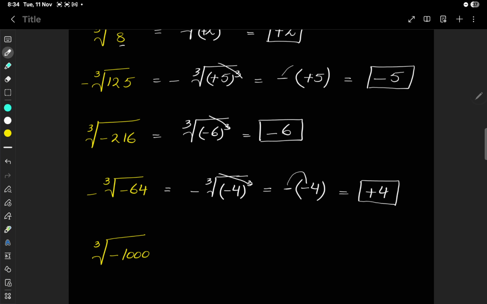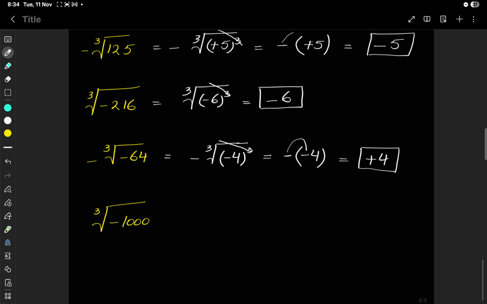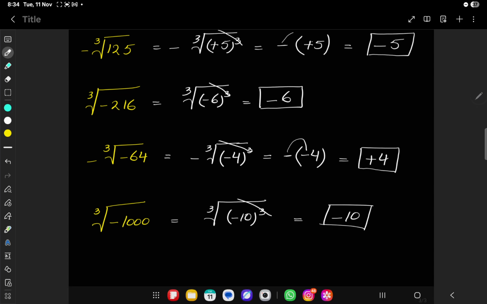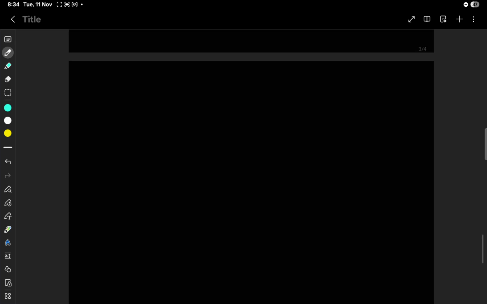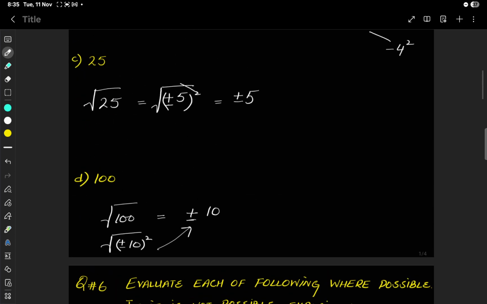These parts are very important from the objective point of view. So you must be careful while you are doing these parts. Now in this case they are asking for the cube root of minus 1000. It is a minus number, so it will be the cube of minus 10. The cube root will remove the cube and we will have minus 10 as the answer. So we are done with all the parts of question number 7.